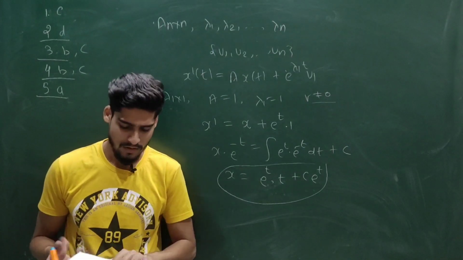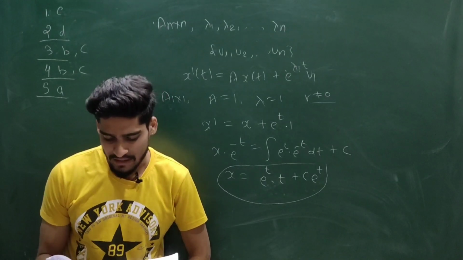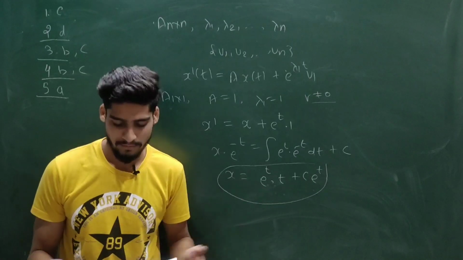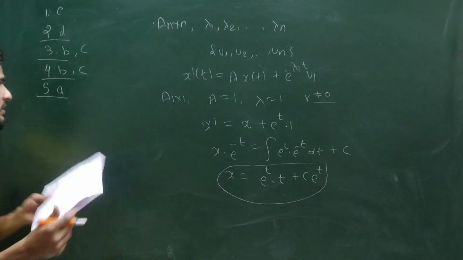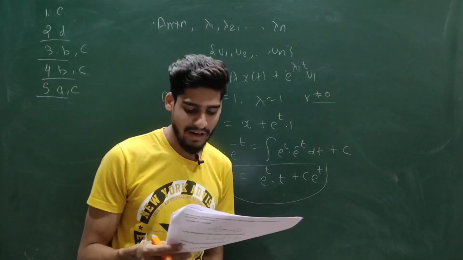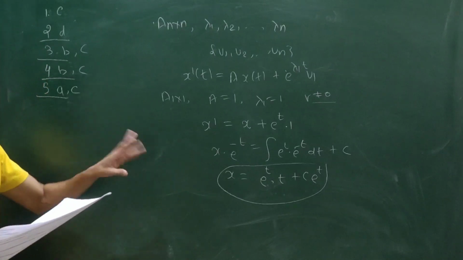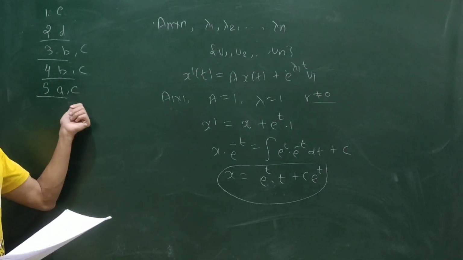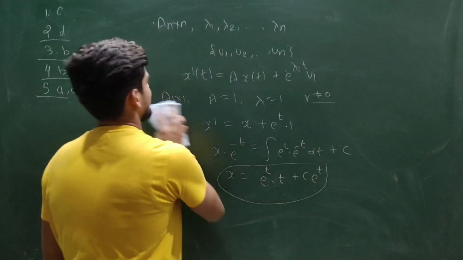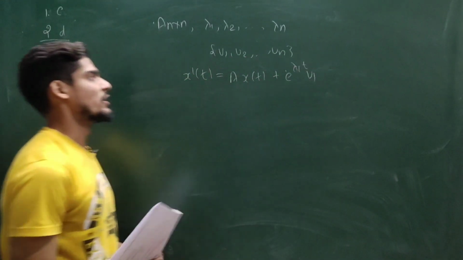So B is false. Option C has a solution of the format e power lambda 1 t a plus t times e power lambda 1 t b. So I am getting a solution. So C is also correct. Option D does not have a solution of the form e power lambda 1 t a plus t times e power lambda 1 t b. If C is correct, then D cannot be correct. So this is based on my intuition. Now let me give you how to proceed for the solution.